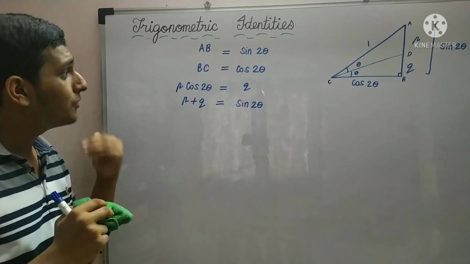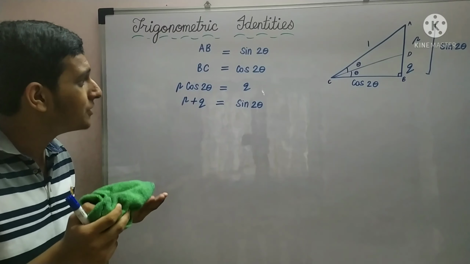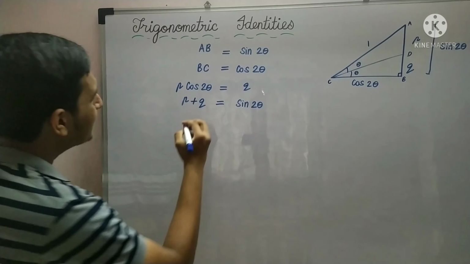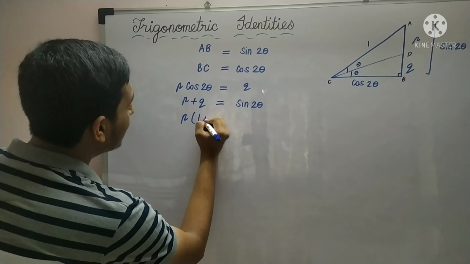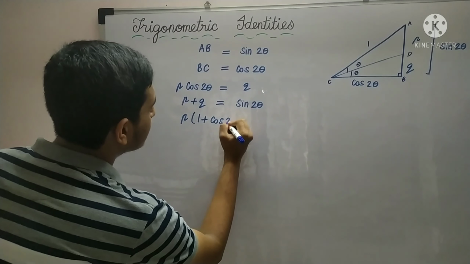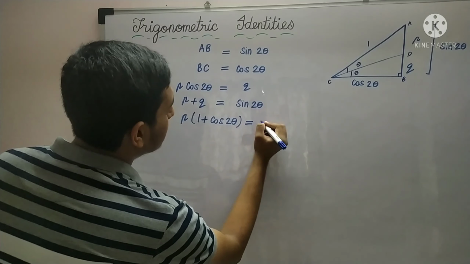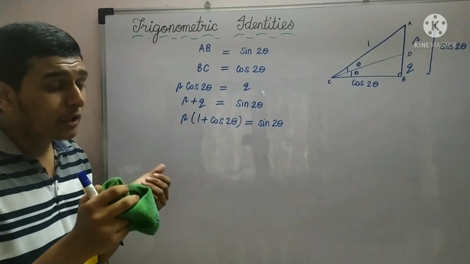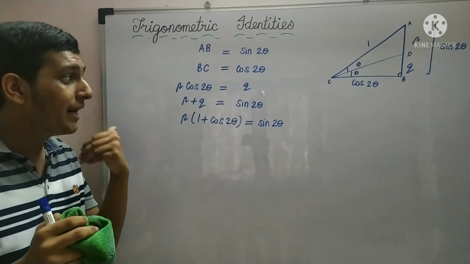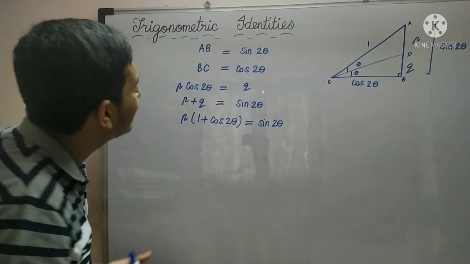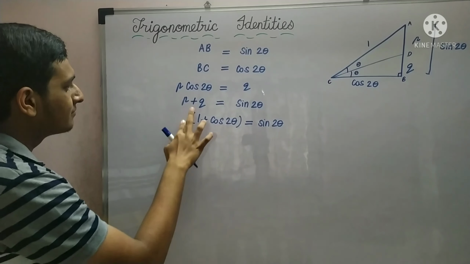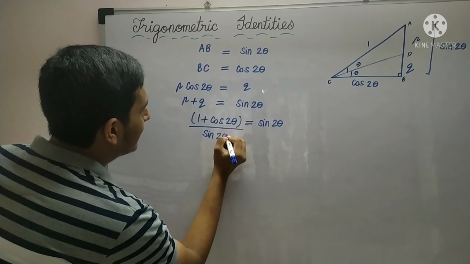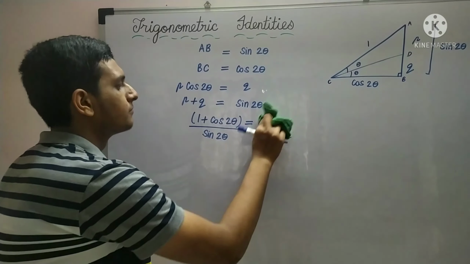If we substitute the value of Q from the first equation into the second, it changes to P times 1 plus cos 2 theta is equal to sine 2 theta. If we divide this by P sine 2 theta, this is how it looks. 1 plus cos 2 theta over sine 2 theta is equal to 1 over P.